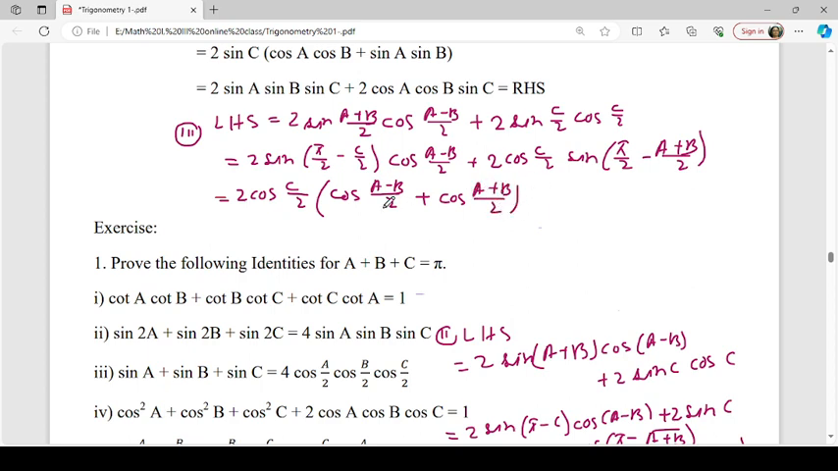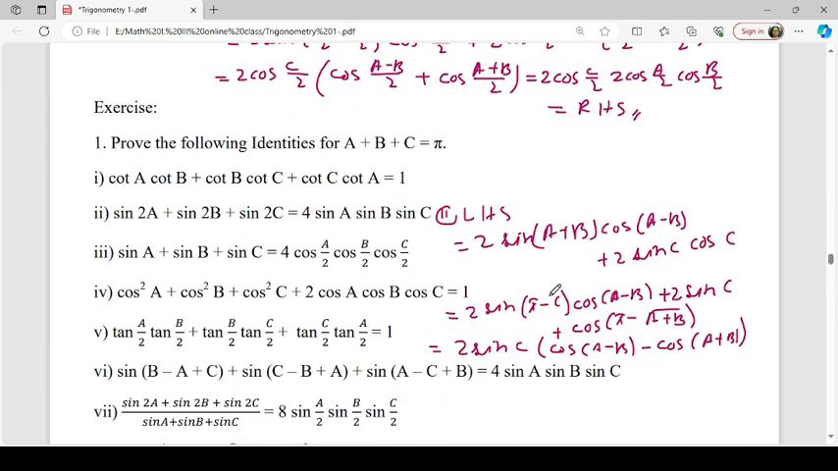so this is cos c plus cos d, which is 2 cos of (c plus d) by 2 cos of (c minus d) by 2. So this gives us 2 cos c by 2, and this gives us 2 cos a by 2 cos b by 2, so the answer is 4 cos a by 2 cos b by 2 cos c by 2, so it is the right hand side. So this is the way.